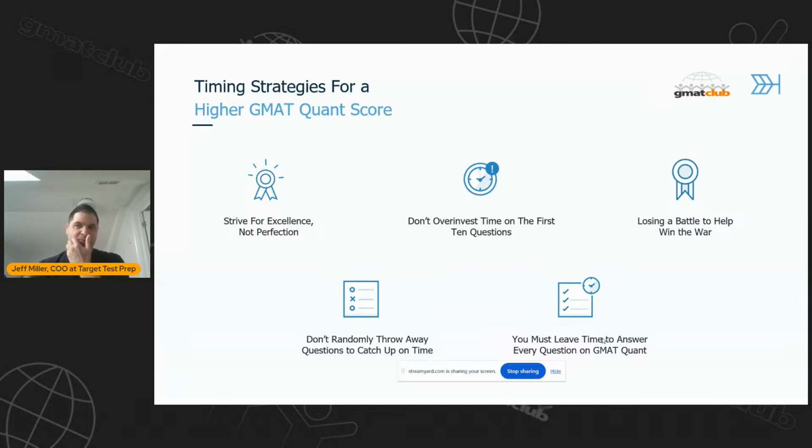And that's the same thing with losing a battle to help win the war. Well, what does that mean? Well, it means that you're willing to give up on questions if you have to make sure that the entire section in totality is successful. Because again, you go back to my example, if you're on question 10 and you decide, well, this battle I'm not going to lose, you spend 7-8 minutes on it, even if you get it right, you really mess yourself up for the rest of the section. So try not to do that.